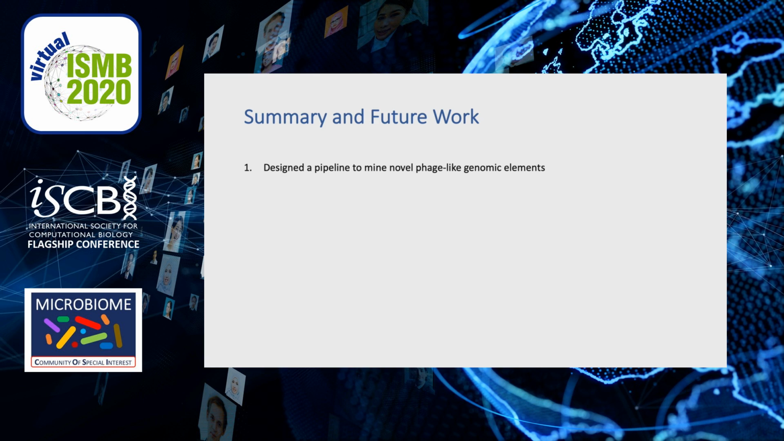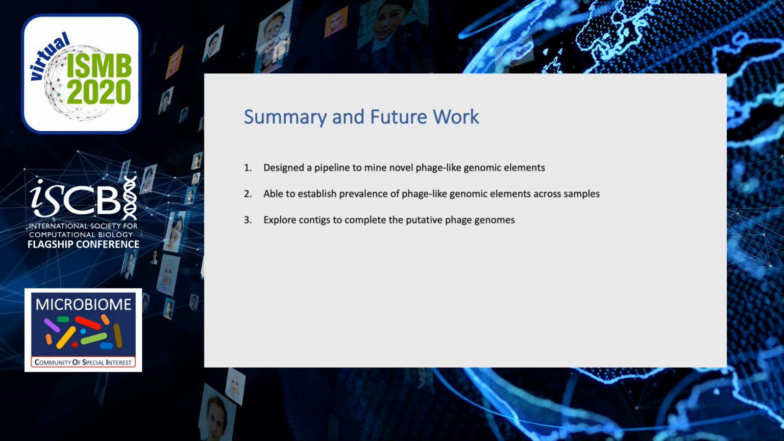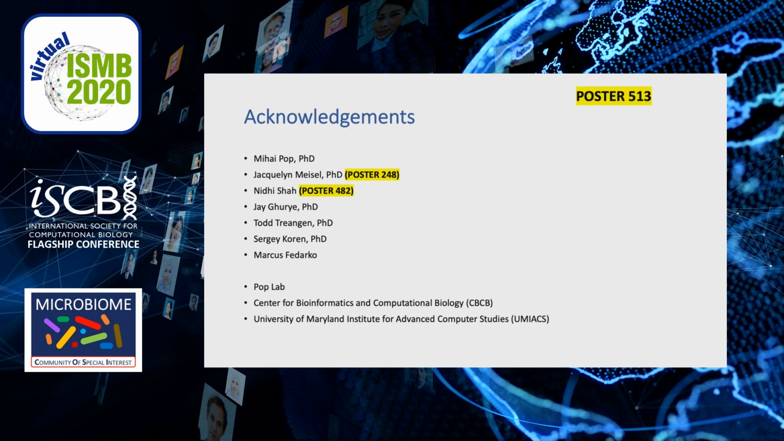In this work, we designed a pipeline to mine novel phage sequences from metagenomic assembly graphs using graph signatures, namely the interspersed repeats and indel bubbles. We were also able to establish the prevalence of phage-like genomic insertions across samples. In the future, we are interested in exploring the context to complete the putative phage genome. We also would like to explore sequence signatures corresponding to phage elements in addition to graph signatures.